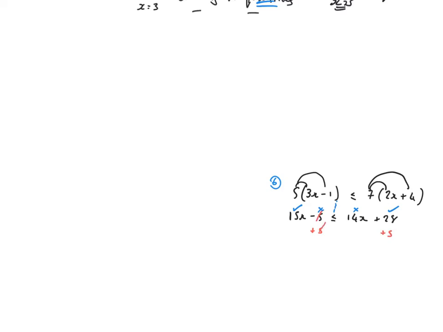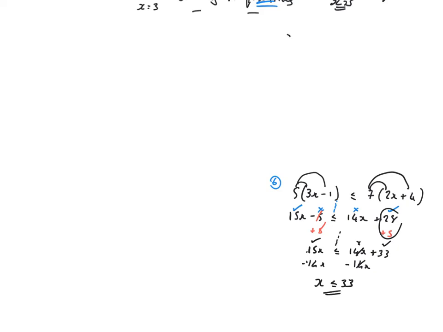What am I left with on this side? 15x is less than or equal to 14x plus 33. So 15x is okay, 14x is not, 33 is okay, so I need to take 14x from both sides. 15x take away 14x is x, and what am I left with on that side? 33, and that's the final answer.